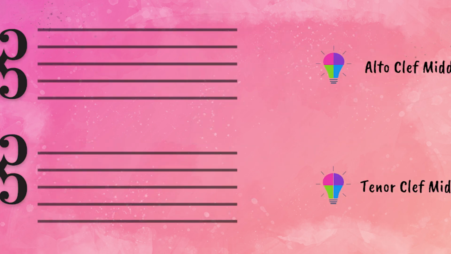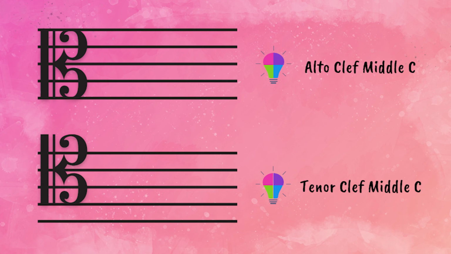Last, we have the alto and tenor clef. Alto clef's middle C is on the middle line where the two curvy lines meet. Then, the tenor clef's middle C is on the fourth line.